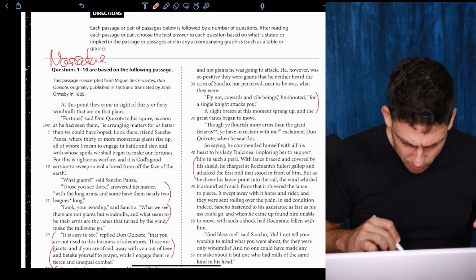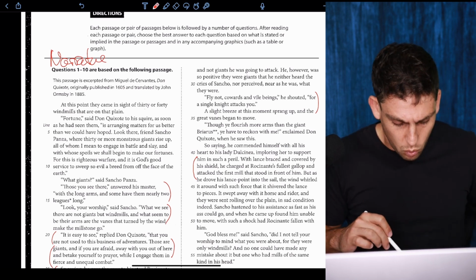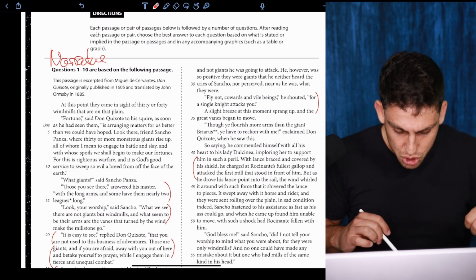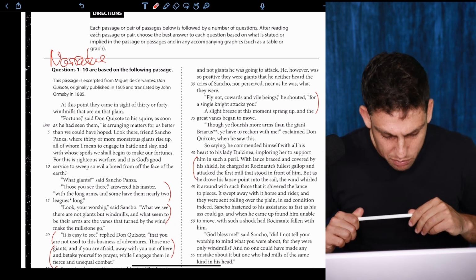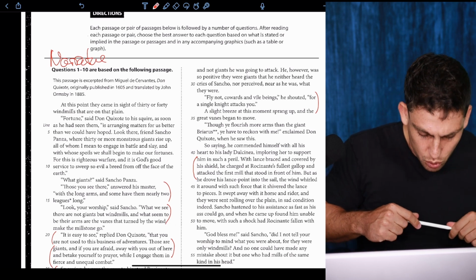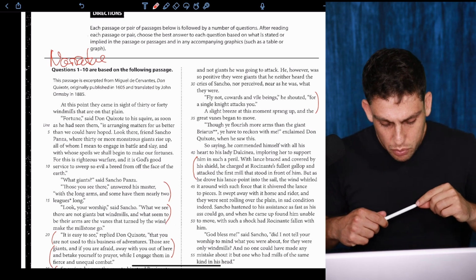So, where am I? "Look there, friend Sancho Panza, where 30 or more monstrous giants rise up, all of whom I mean to engage in battle and slay, and with whose spoils we shall begin to make our fortunes."